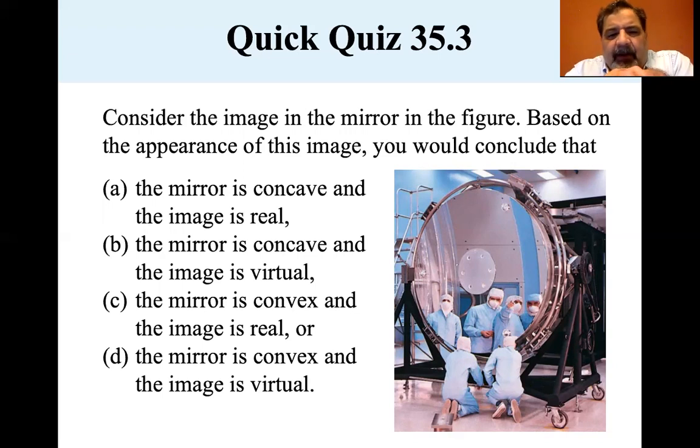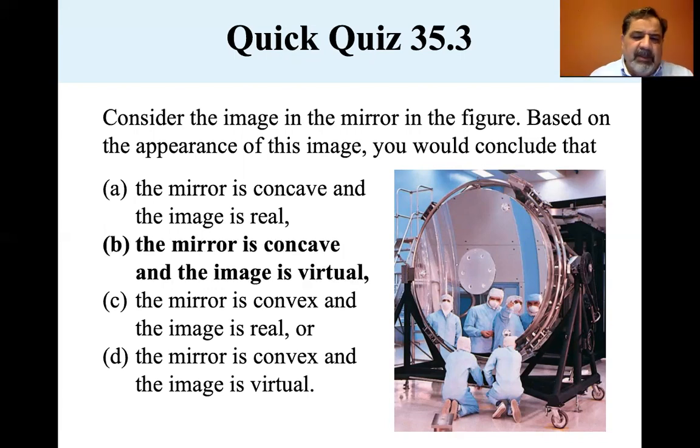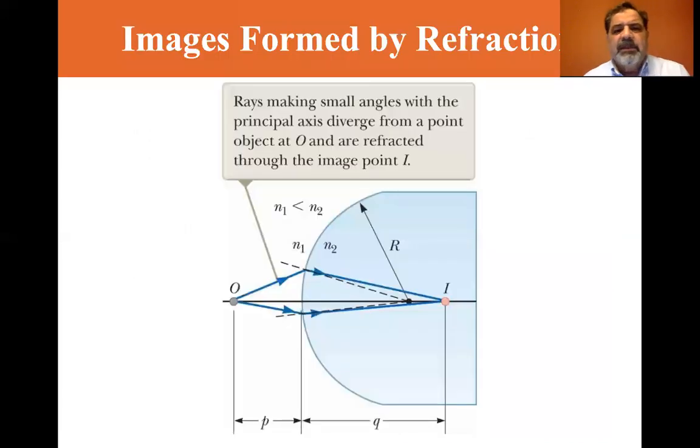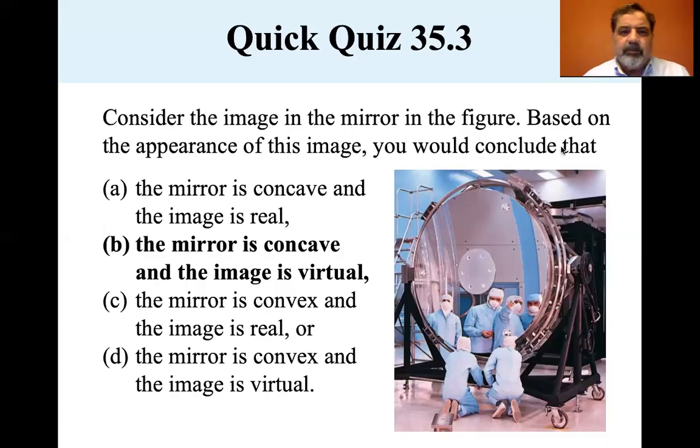Now, if it was concave and the image was real, then it would be inverted. But because they're not inverted, it only allows for B. The mirror is concave and the image is virtual. And it says, well, wait a minute, how do you know it's virtual? Well, the fact that they're not upside down means that they are inside the focal point. And there's the answer. The mirror is concave and the image is virtual. Okay, next we'll do images formed by refraction.